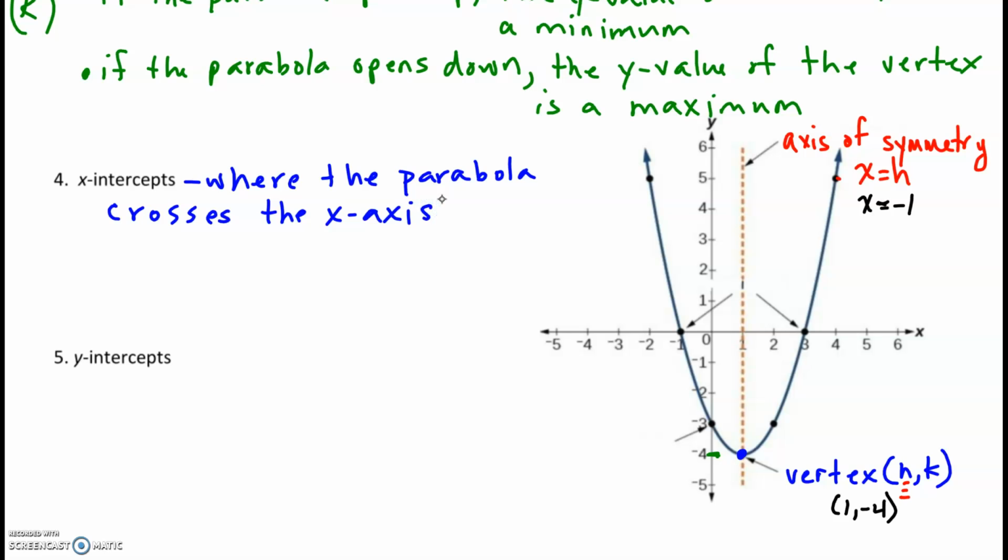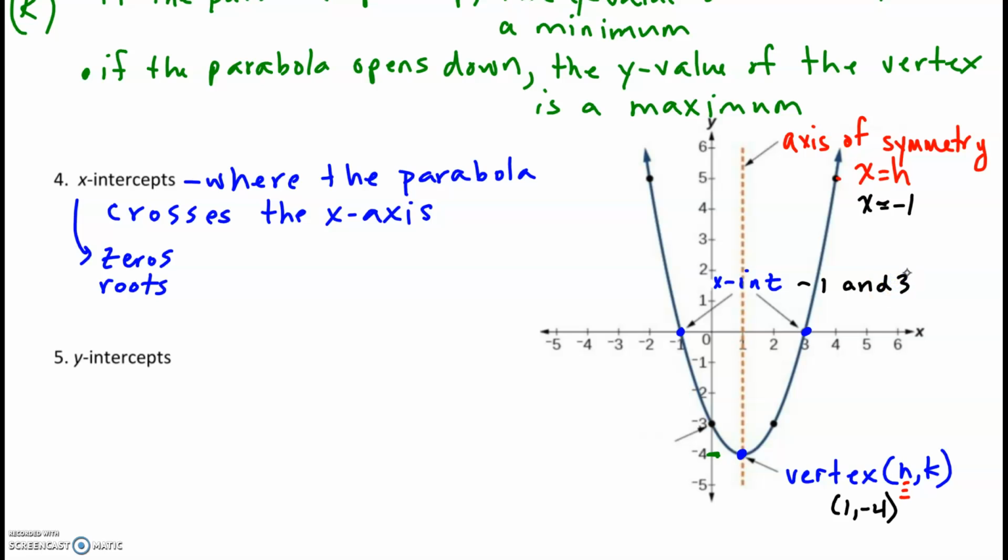Okay, so in this case, we can see here is where the parabola crosses the x-axis. So these are the x-intercepts, and the x-intercepts actually have more than one name. These can also be called the zeros or the roots. Okay, so those are our x-intercepts. So in this case, the x-intercepts are -1 and 3.